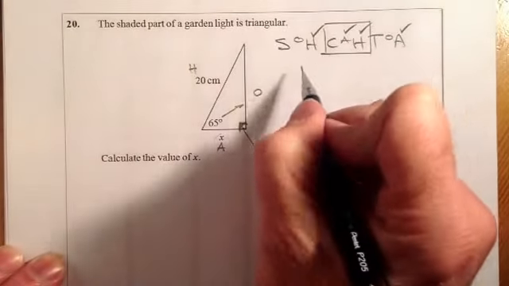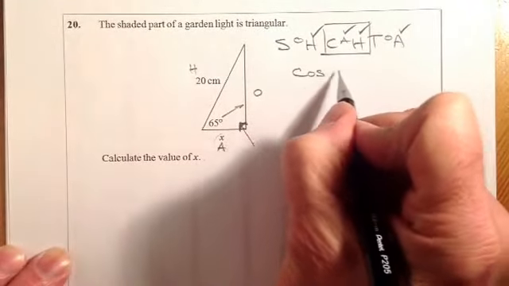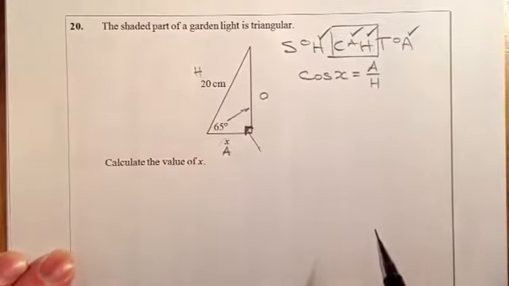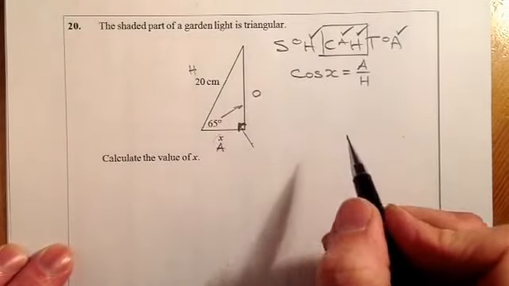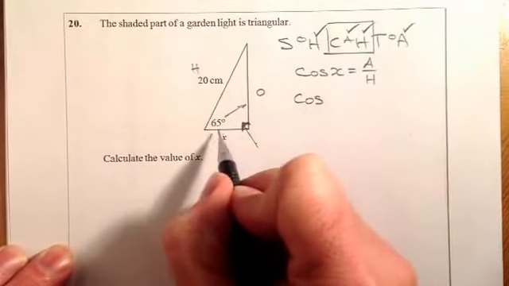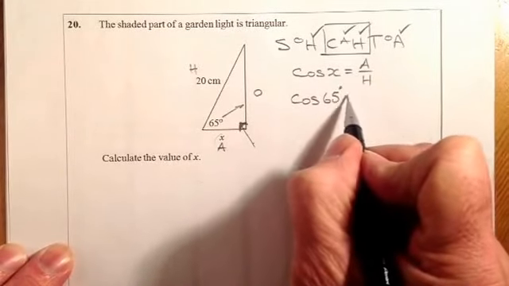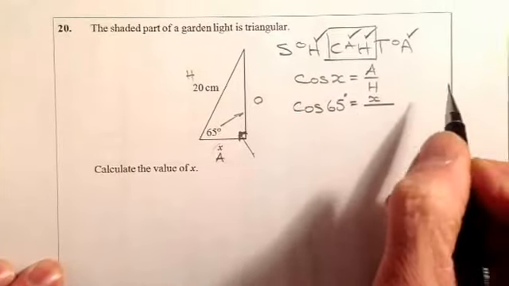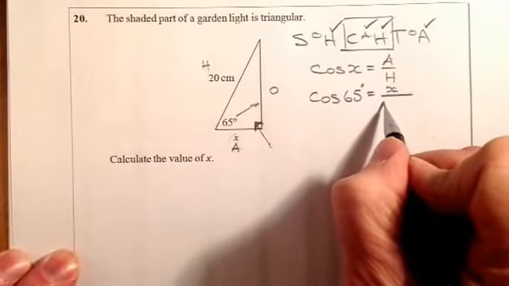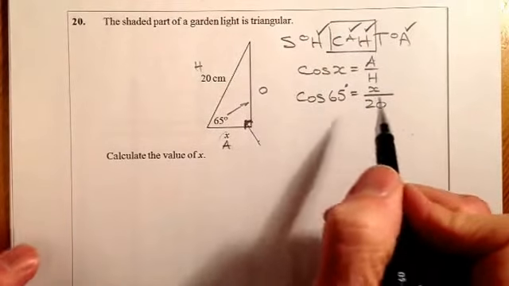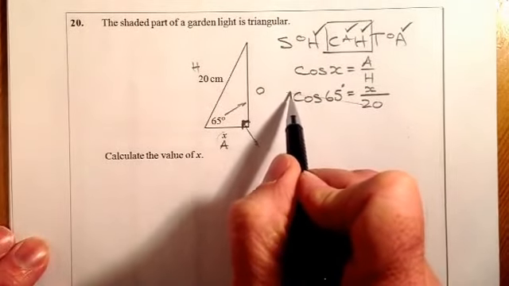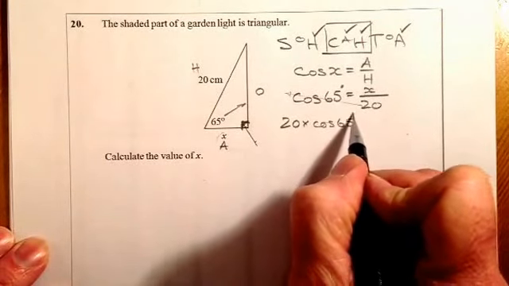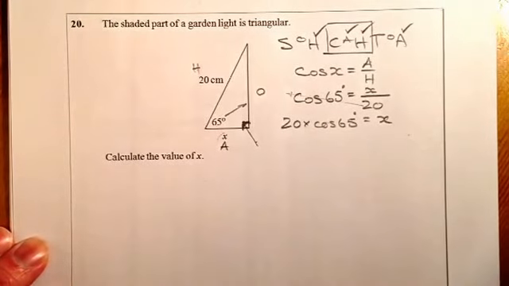I'm going to have to write down my cosine ratio first. So cosine of x is equal to a over h. I'm then going to put the values in that I know already. So I've got the cosine of 65 degrees is equal to a, right, I'm going to put in x for that, that's what I'm trying to work out, and for h I'm going to put in 20. Now I know the way to switch that around. I'm going to multiply this side here by 20, so it's just 20 times the cosine of 65. That will tell me the value that I'm after.